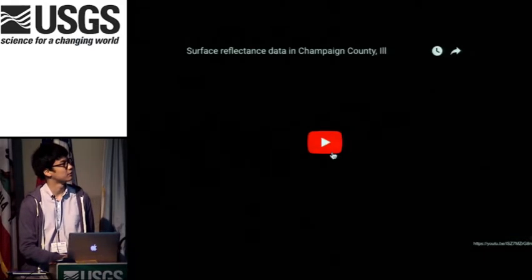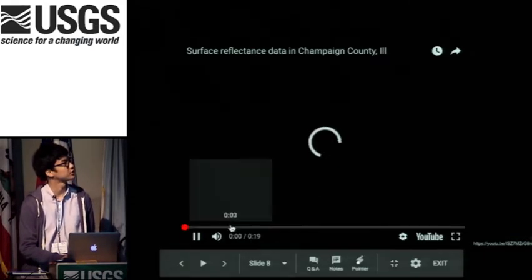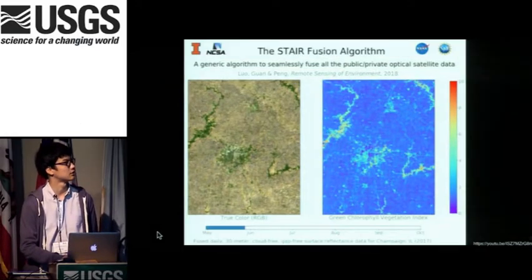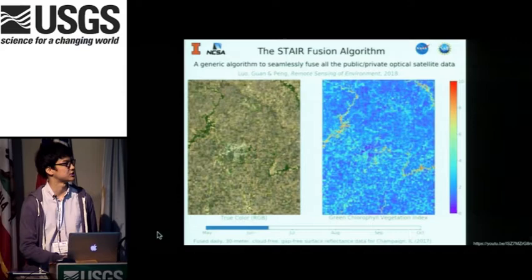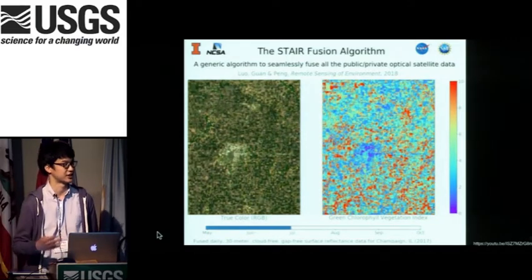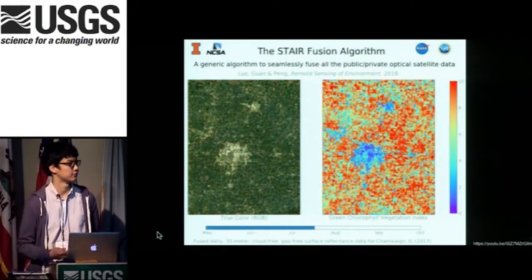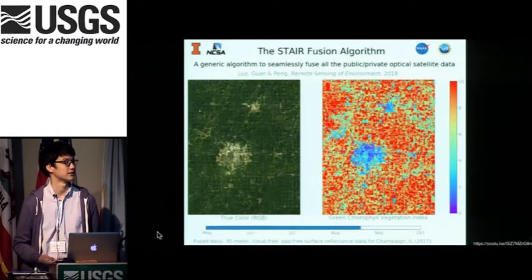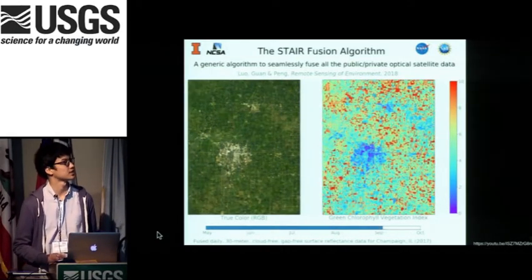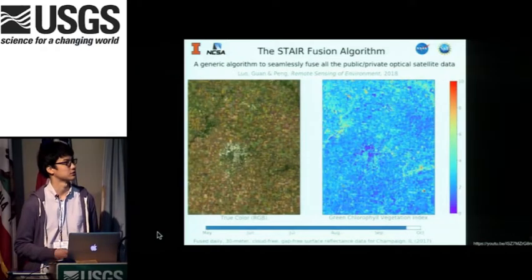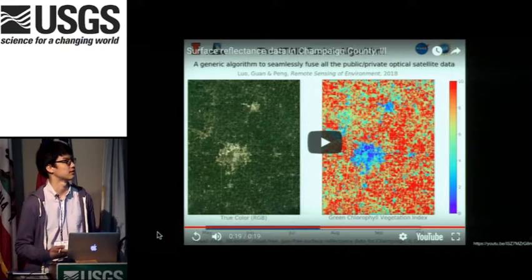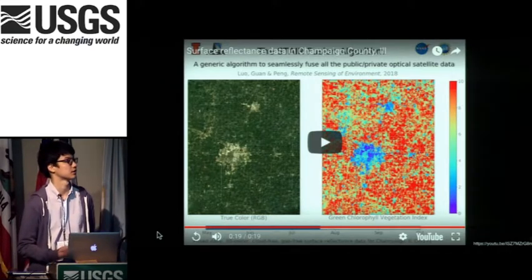Here's a demo of the algorithm in Champaign County. So on the left is the RGB color. On the right is GCVI, which is a kind of vegetation index. And this is for the summer growing season of 2017 in Champaign, Illinois. As you can see, there's very little artifacts. You can't see the Landsat 7 data gaps, and very little cloud and cloud shadows.